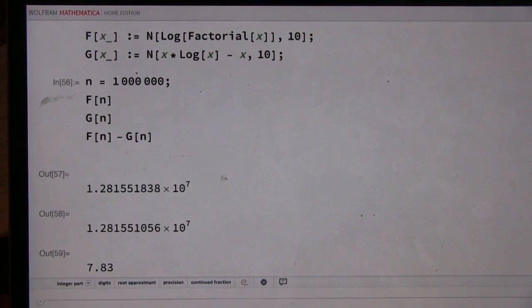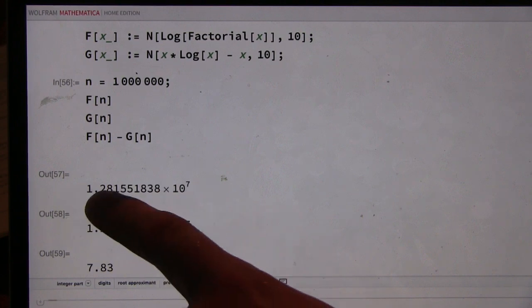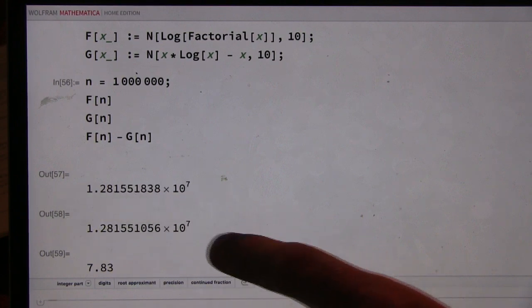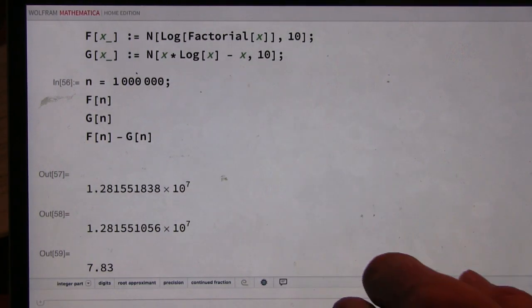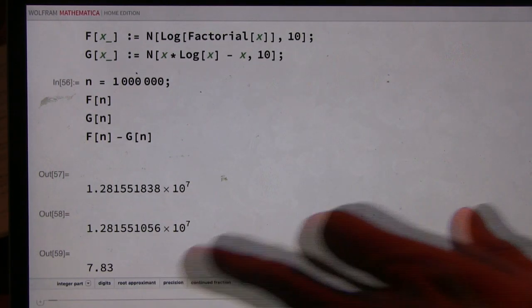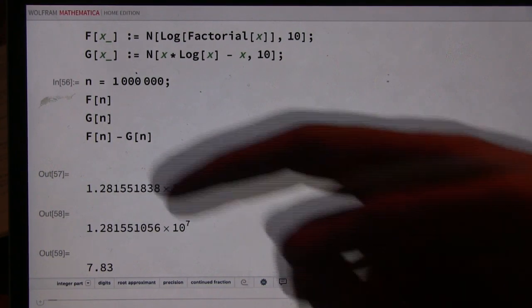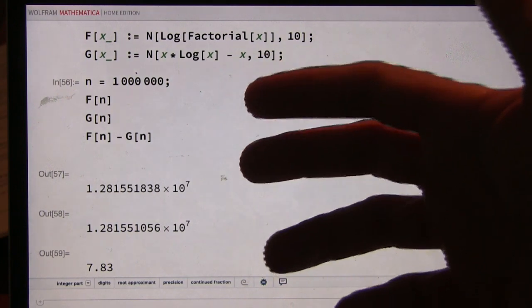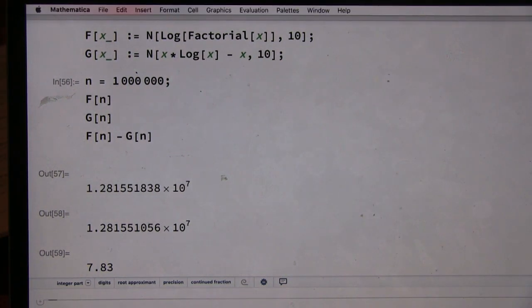Yeah, so it's 10 to the 7th, so that's going to be 10 million. So this is 12,815,000 as the logarithm of 1 million factorial. And we're only off by roughly 8. And it turns out this very simple approximation is great if you need to compute the logarithm of a factorial. And it turns out there's an even better approximation that's not that much more complicated.